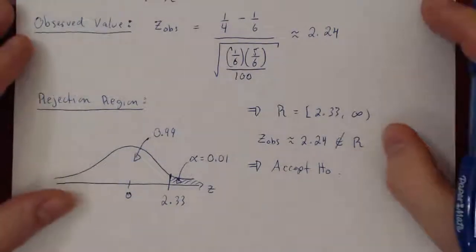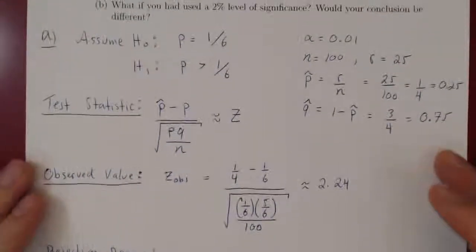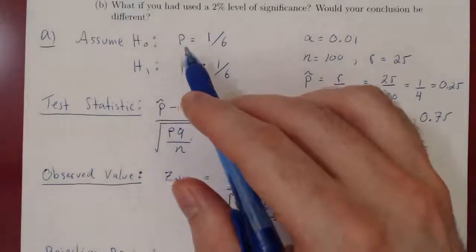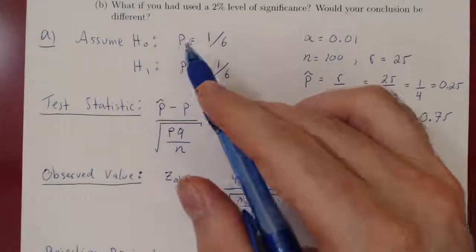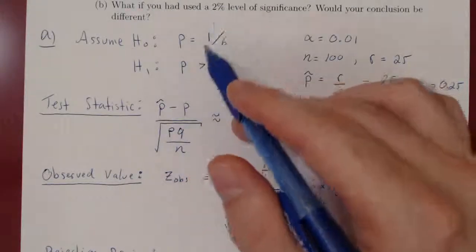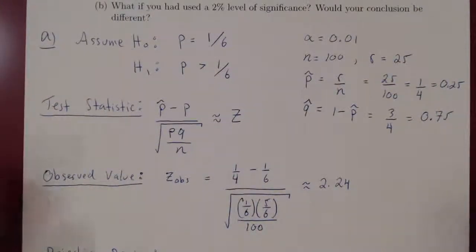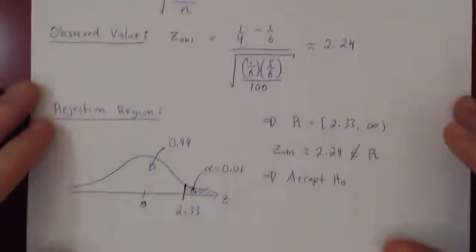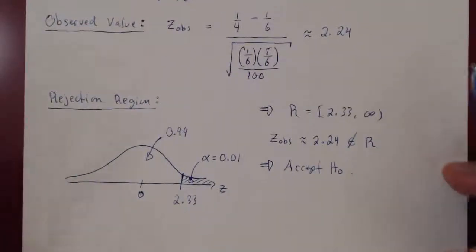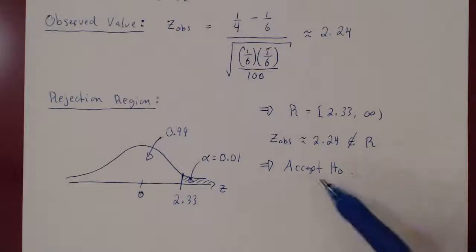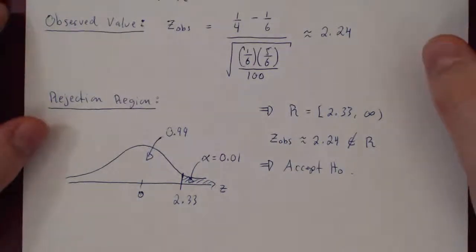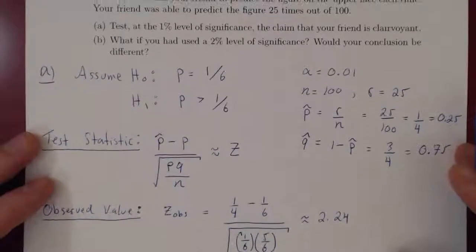What does that mean? Well, if we accept H0, this means that we accept your friend was getting the right answer 1 out of 6 times, therefore she was just guessing. So, our conclusion is that the evidence is not strong enough that she is clairvoyant, so we conclude that she is actually not clairvoyant. And that's part A. Let's look now at part B.